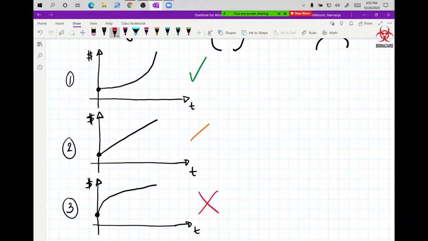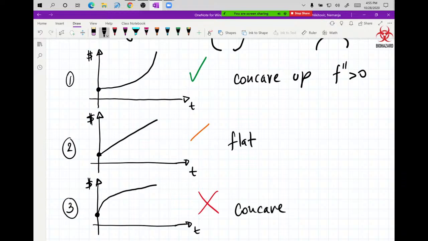So this is exactly concavity. This is definitely concavity versus increase. You can see that all three are increasing. Now this one is concave up, meaning the second derivative is positive. This one is flat, and this one is concave down, meaning the second derivative is negative.